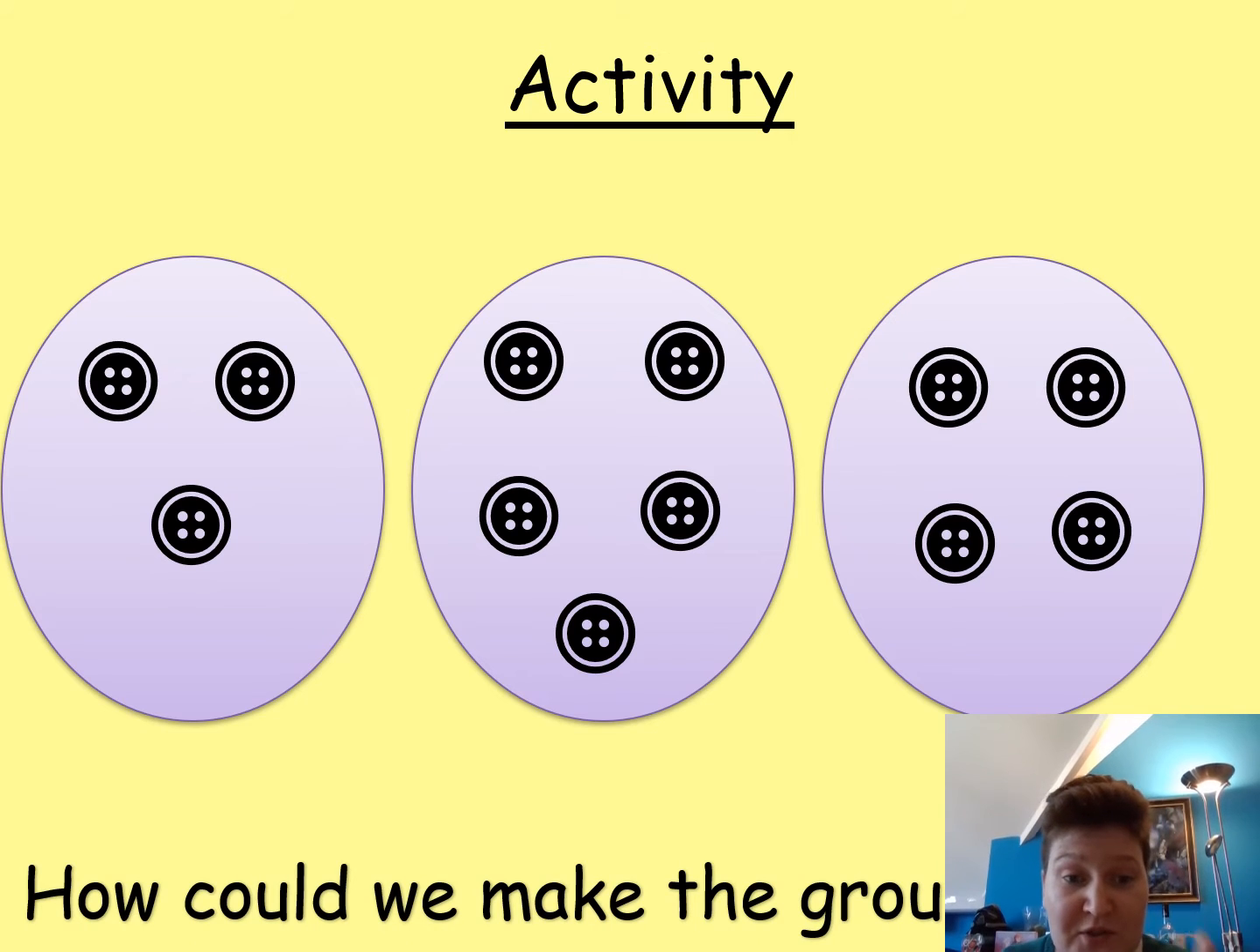Now, these groups are not the same, and they're not the same because if you look at the first plate has got 3 buttons in it. The second plate has 5 buttons, and the third plate has 4 buttons. So they are not the same. There are different amounts of buttons in each plate. They are not equal.